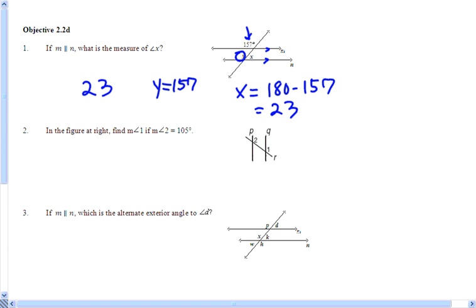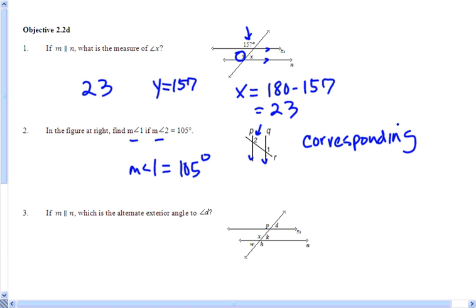It turns out that X and the 157 degree angle are supplementary. Okay, now in this figure it says find the measure of angle 1 if the measure of angle 2 is 105. So 2 is 105. Well, 1 and 2 are corresponding angles, and if P and Q are parallel, which we're assuming here, corresponding angles are the same. So if the measure of angle 2 is 105, then the measure of angle 1 equals 105 also.